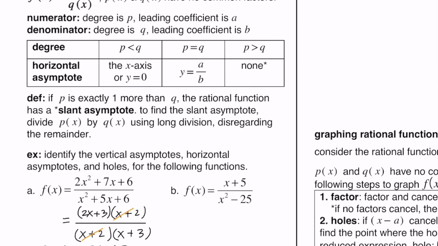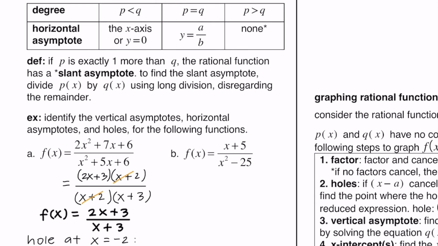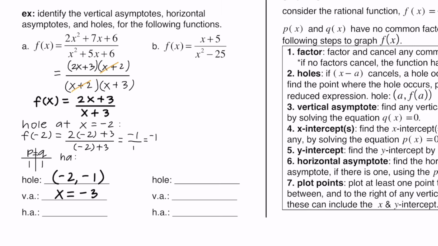And let's scroll up to this chart right here. When p equals q, the horizontal asymptote is the line y equals a over b. A is the leading coefficient of the numerator, and b is the leading coefficient of the denominator. So our horizontal asymptote is going to be y equals, the leading coefficient of the numerator is positive 2, and the leading coefficient of the denominator, you look at this variable right here, and its coefficient is technically positive 1.